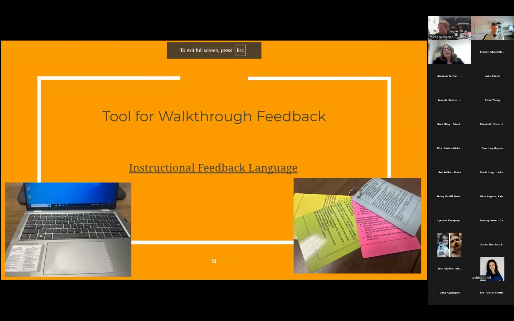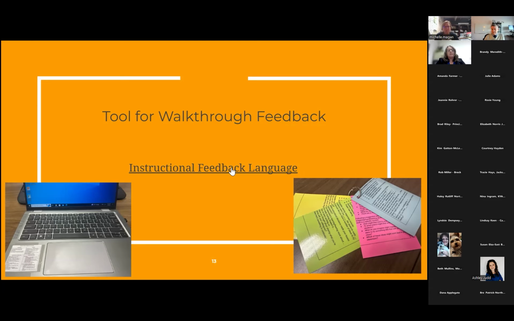So now we're going to get into one of our tools that we're using in our district to help with the language of feedback. So we're saying, yes, we want to give people positive feedback, but we also want that feedback to help them grow.